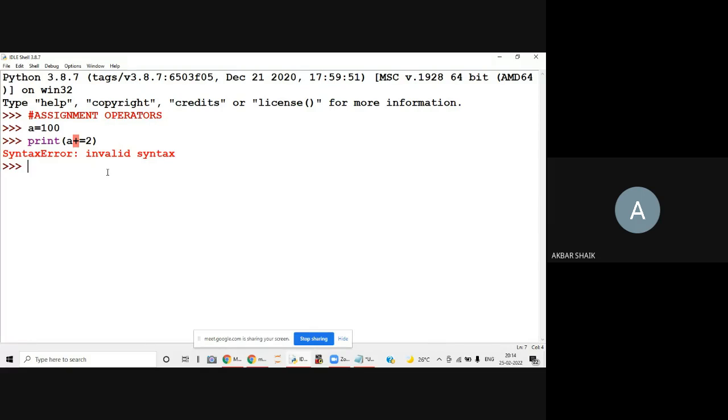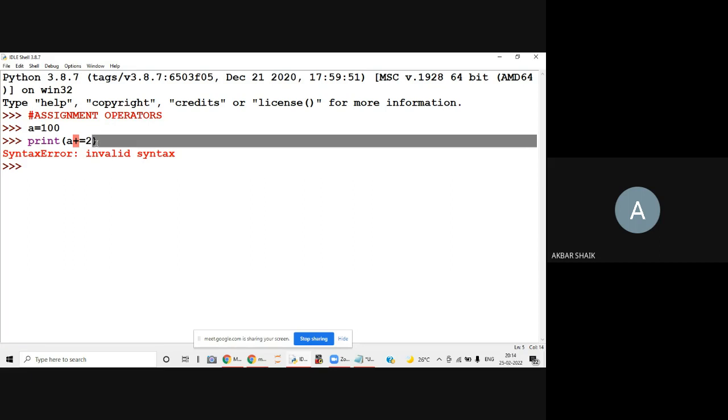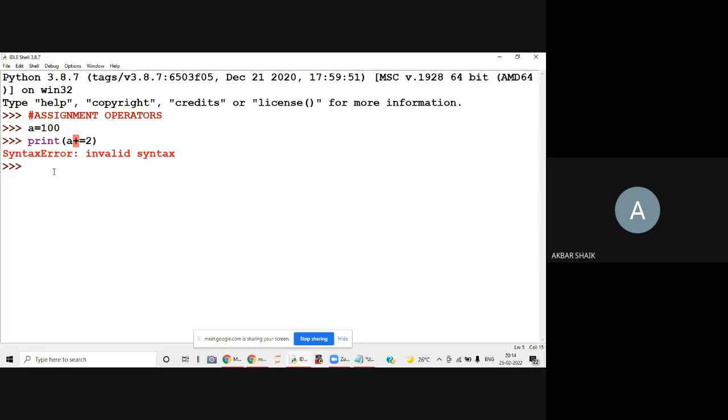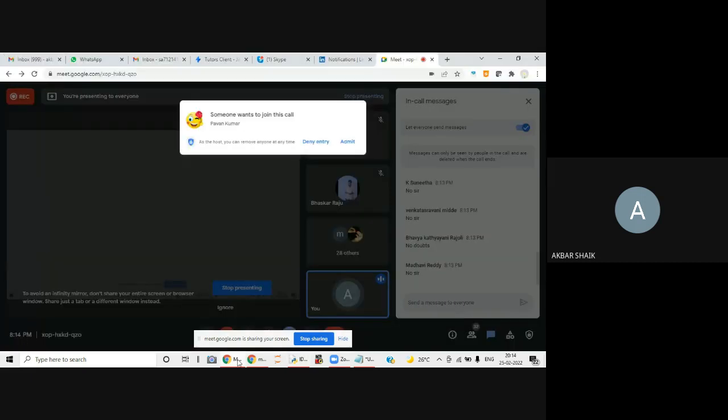Don't do it like this: A plus is equals to 2. This is not going to give any type of output. So what we are going to do: A, and B is equals to 20. A plus equals to B. After doing that assignment, you print the A value. Now you see what the A value is.